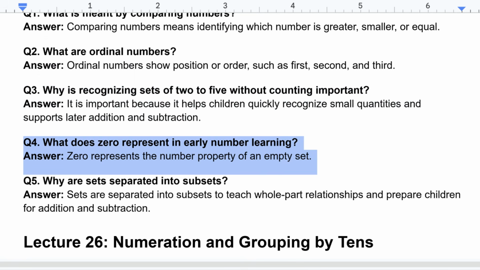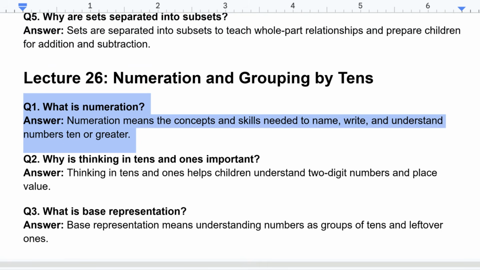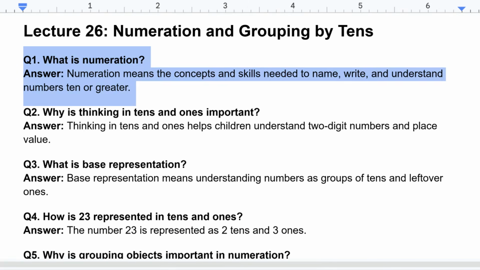What does 0 represent in early number learning? 0 represents the number property of an empty set. Why are sets separated into subsets? Sets are separated into subsets to teach whole-part relationship and prepare children for addition and subtraction. What is numeration? Numeration means the concept and skills needed to name, write, and understand numbers 10 or greater.